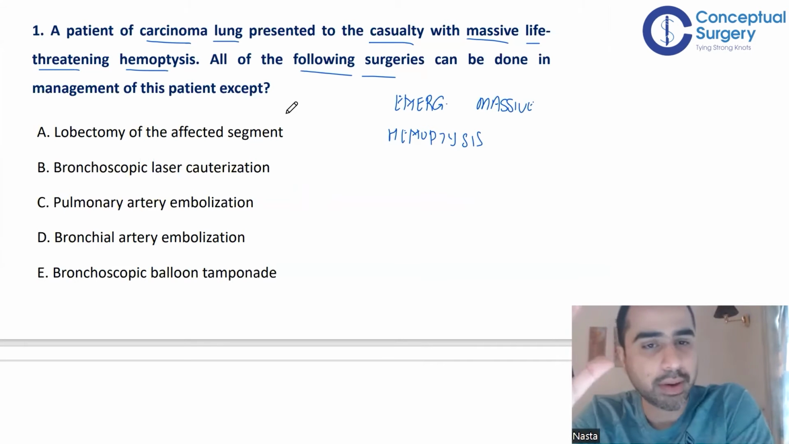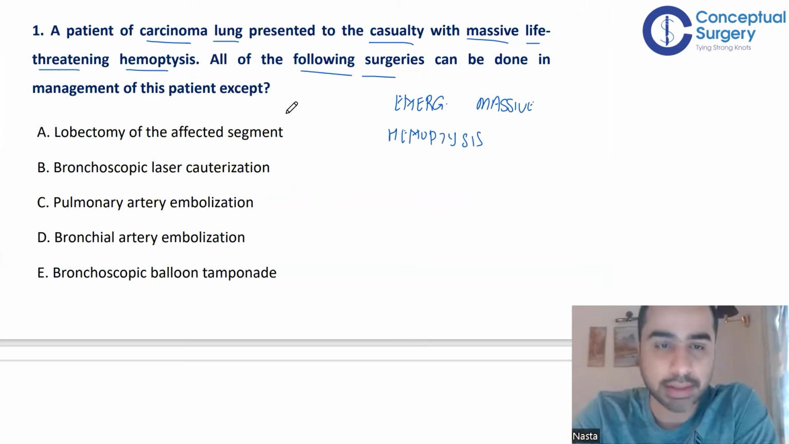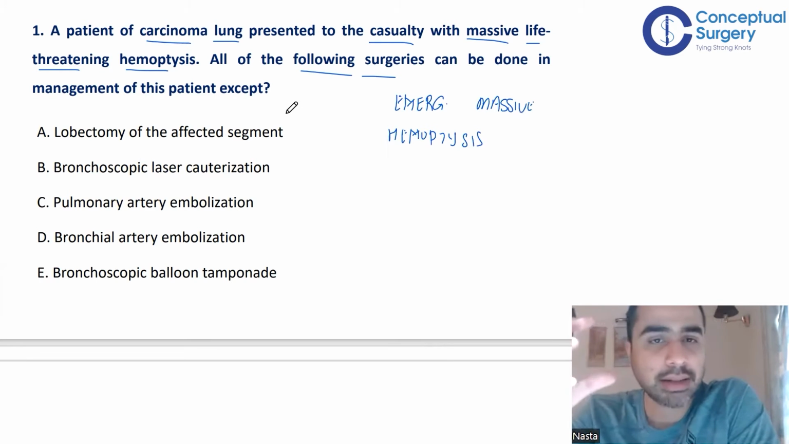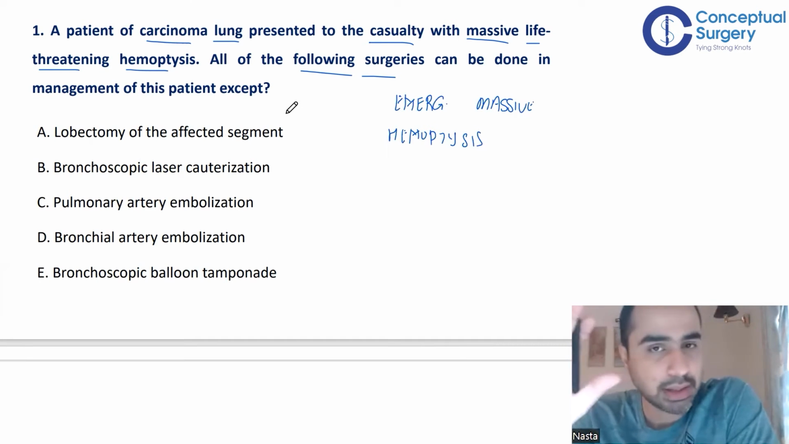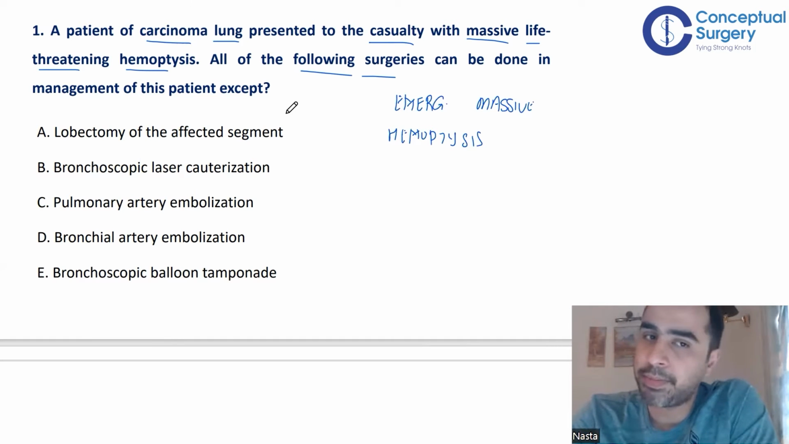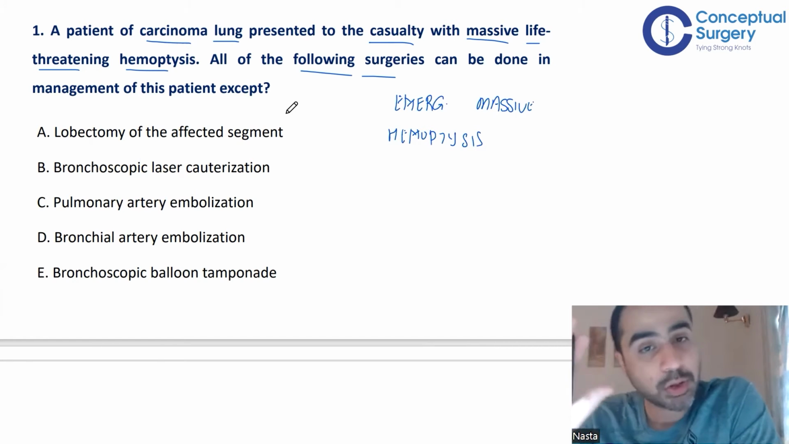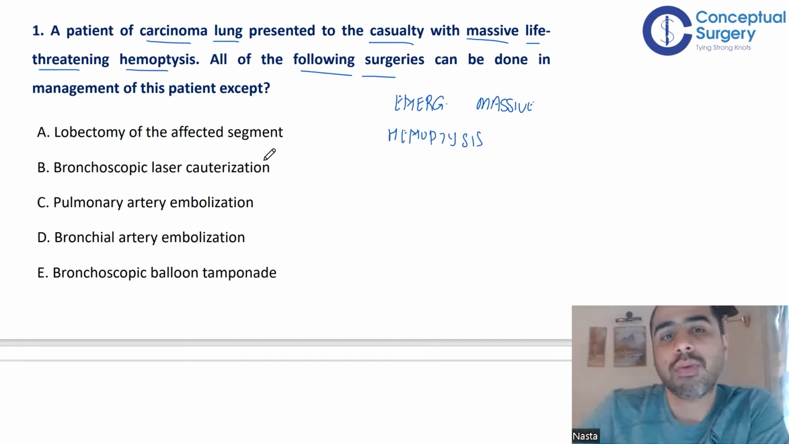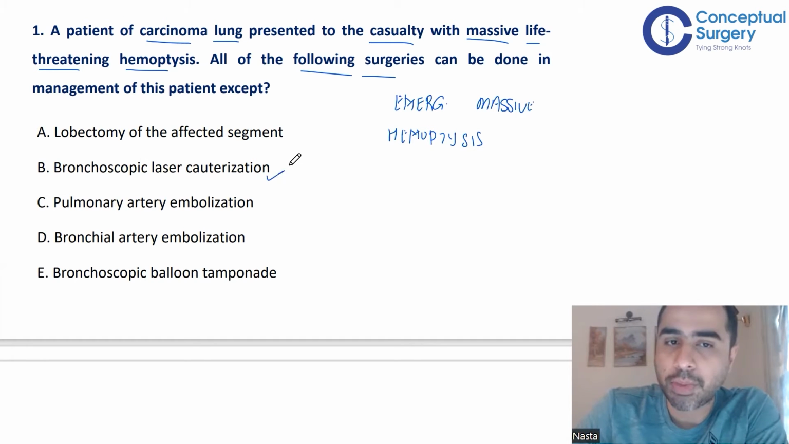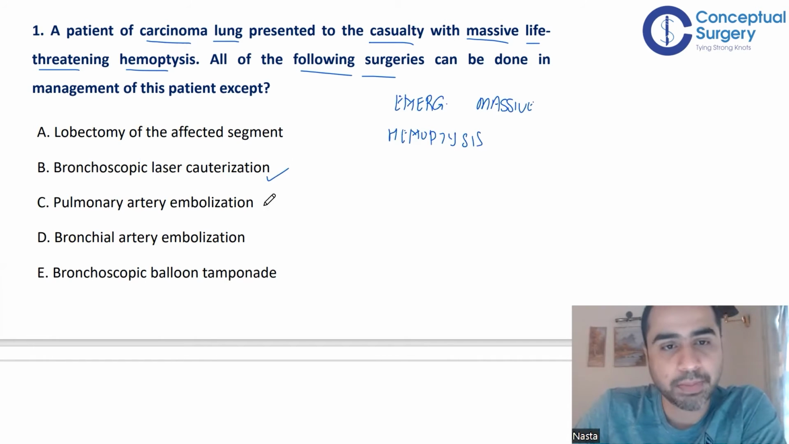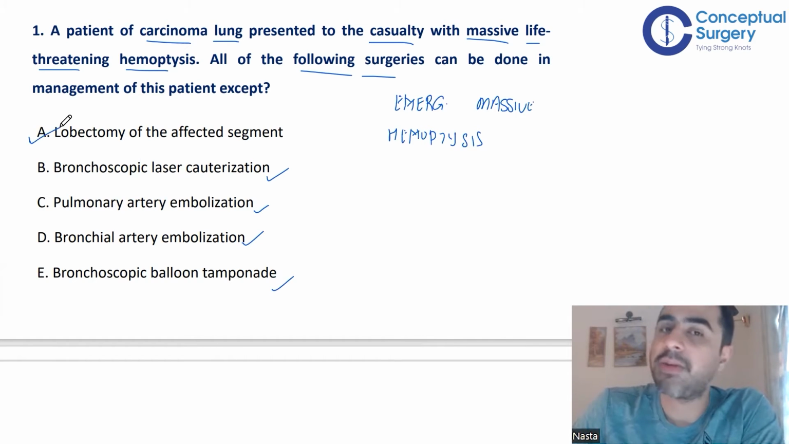Now, whenever you are given a question like this, you have to use your common sense. If there is a cancer which is causing massive hemoptysis, it has invaded a major blood vessel, so something major has to be done. Of course, you can cauterize it bronchoscopically. If you find the bleeder bronchoscopically, if possible, you can embolize it, or you can do balloon tamponade. But doing a lobectomy usually will not suffice in massive hemoptysis. So the best answer here is lobectomy of the affected segment.